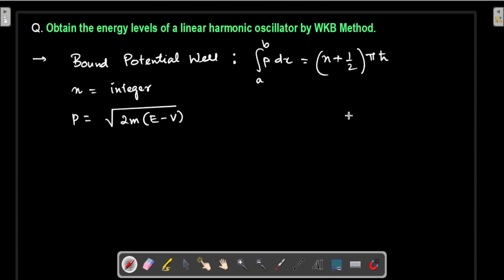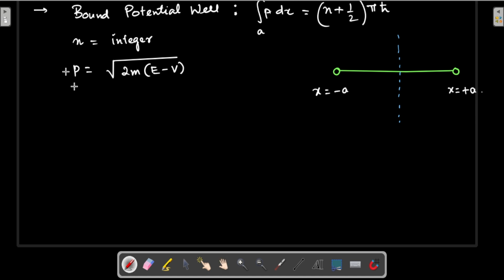Okay, for the harmonic oscillator, we know that there are two turning points. One is x equals minus a, and the other is x equals plus a. So at first we will derive p, then we will proceed with the equation for the bound potential well.